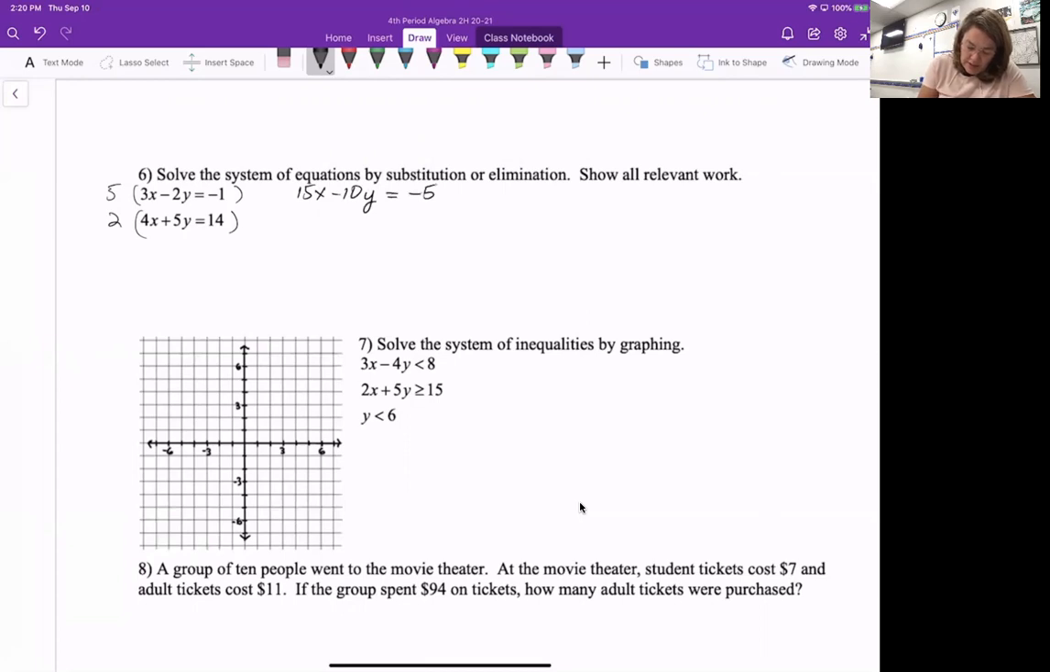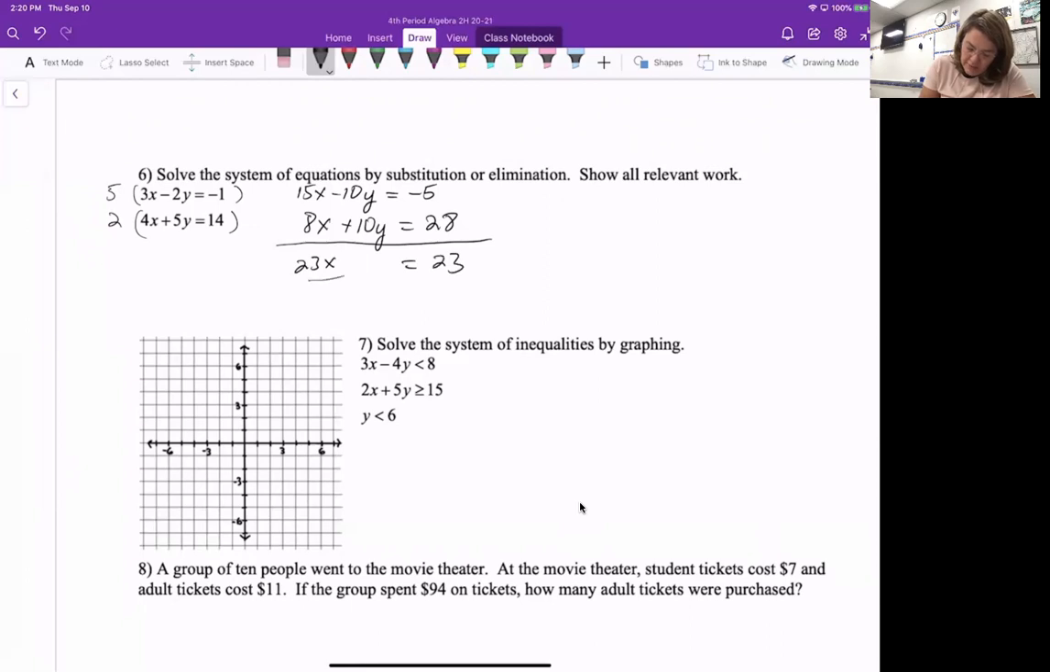Then I will get 8x plus 10y equals 28. And notice the signs on the y are opposite. Now I'm just going to add the two equations together. And what happens to y? They drop out. So I get 23 times x plus 0, right, is equal to 23.